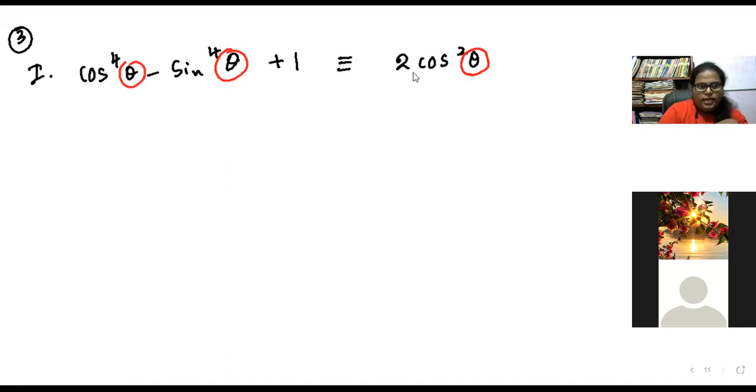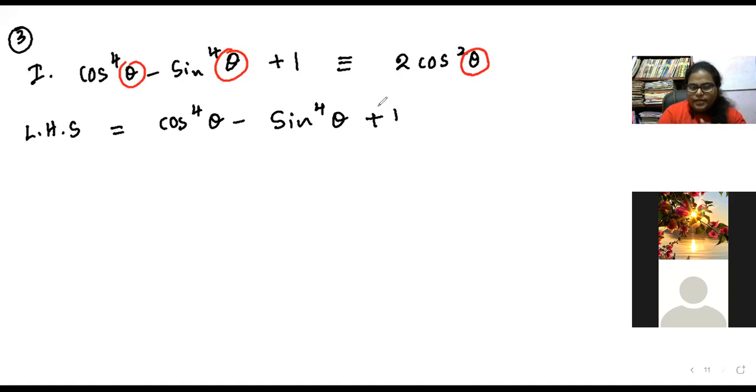Right? So when you are taking the left hand side, that means this one, cos to the power 4 theta minus sine to the power 4 theta plus 1. And we have to simplify these 3 terms, and you have to prove that it is equal to this right hand side.